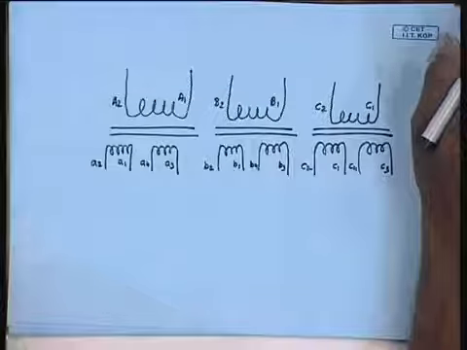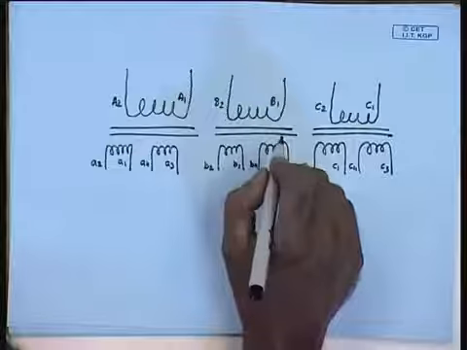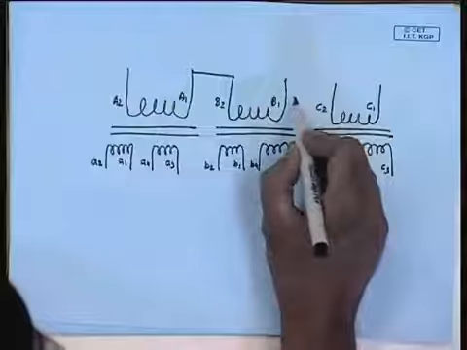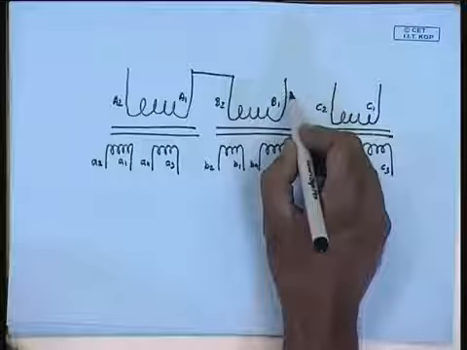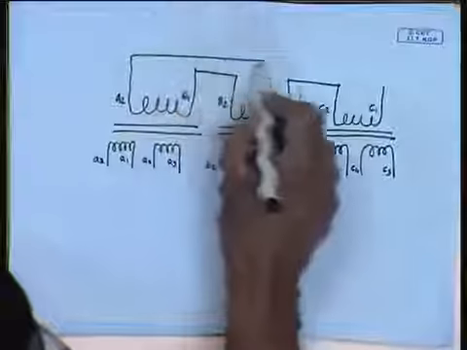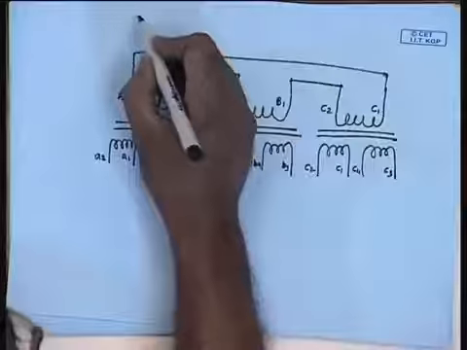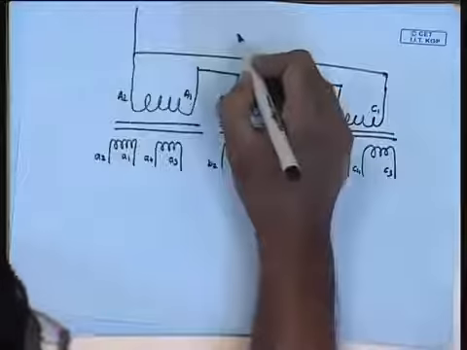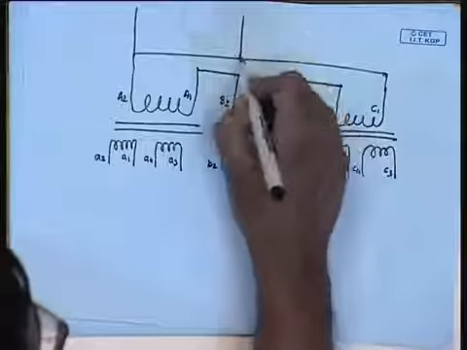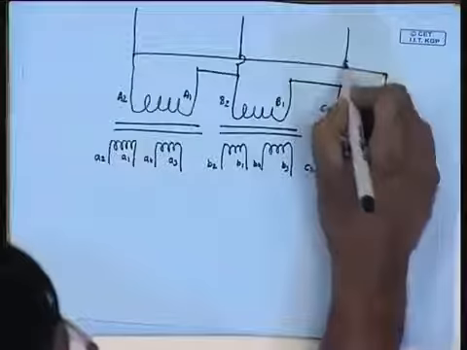Now, let us assume that the primary is delta connected with A1 connected to B2, B1 connected to C2 and C1 connected to A2, and the external connections are given to A2, B2 and C2.